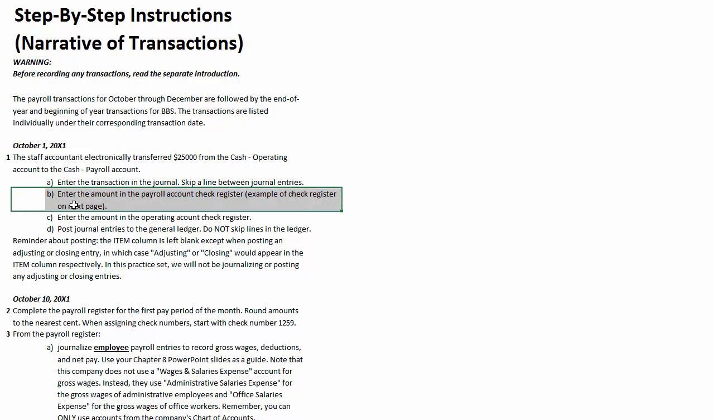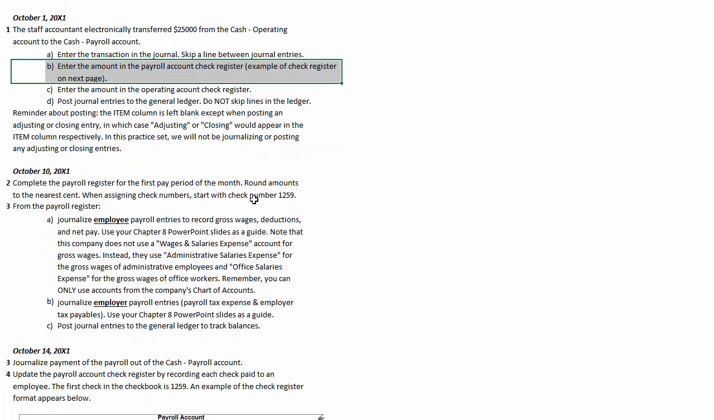Okay, let's move on to step 1B. We're going to enter the amount, this $25,000 transfer, in the payroll account check register. There's an example of the check register on the next page of your handout, which looks like this.